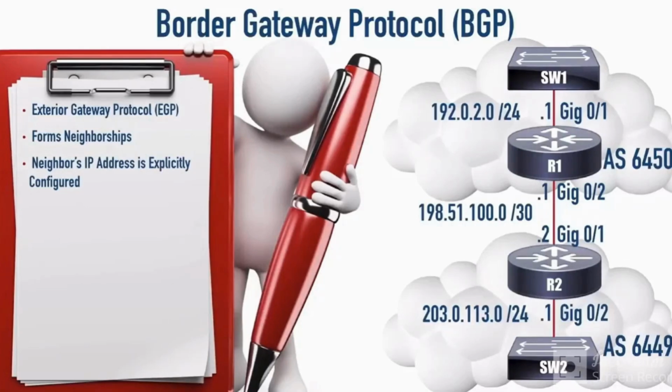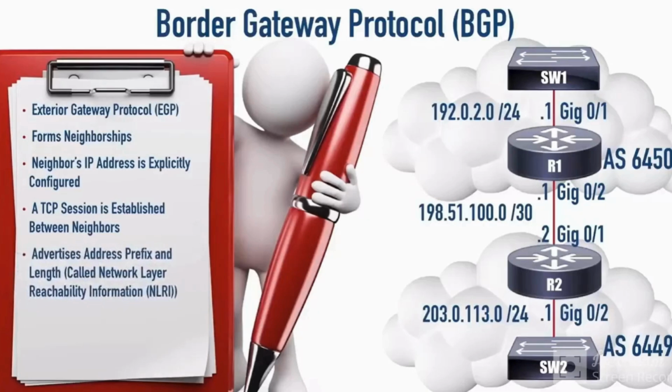When we set up this relationship with a neighbor, we're setting up a TCP session over which we're going to be exchanging route information. And that route information is going to consist of an address prefix and a length. In other words, the network address and the length of the subnet mask. We do that with OSPF and EIGRP, and we typically call that variable length subnet masking when we're advertising both the network address and the subnet mask length.